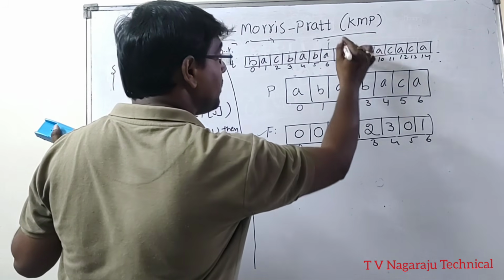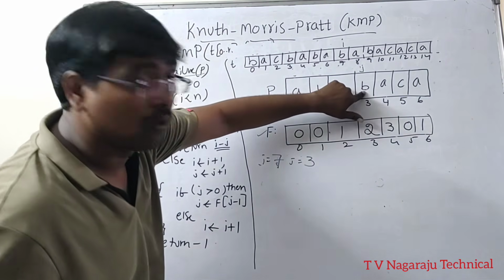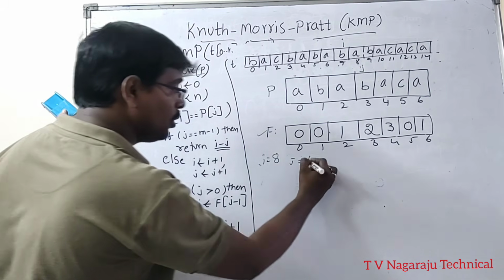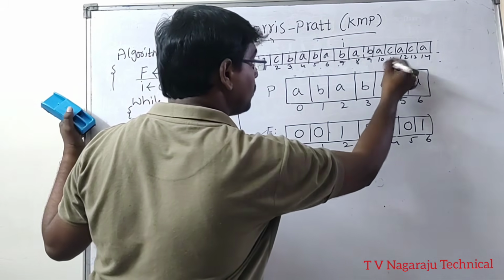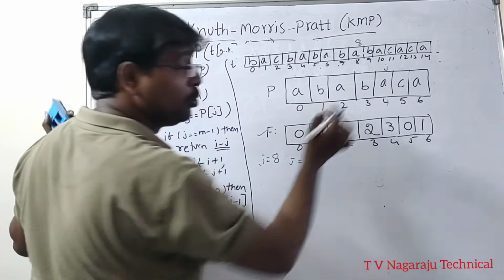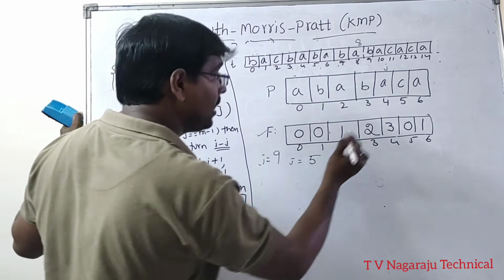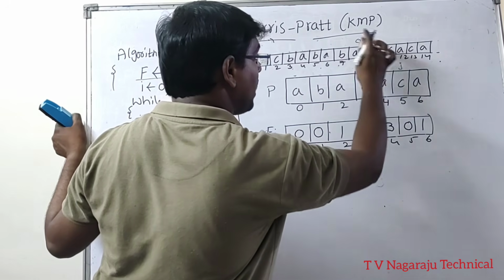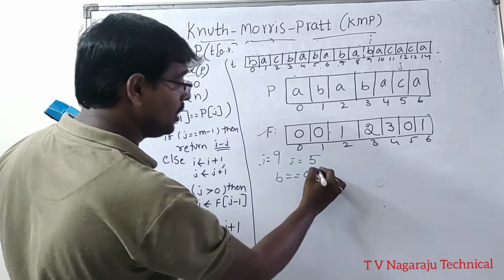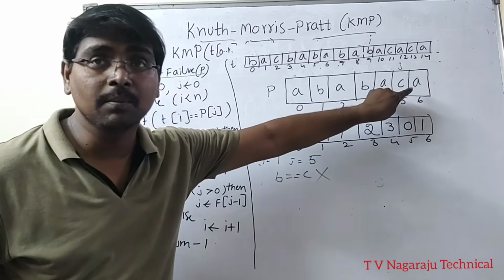Move. This is J value, this is I value. Next, B is equal to B. Again there is a match. I is equal to 8, J is equal to 4. Okay. Now A equal to A. Again there is a match. Now I value becomes 9, J value becomes 5. This is J value and this is I value. Now B equal to C? Up to 5 letters are matched. The sixth character mismatches.